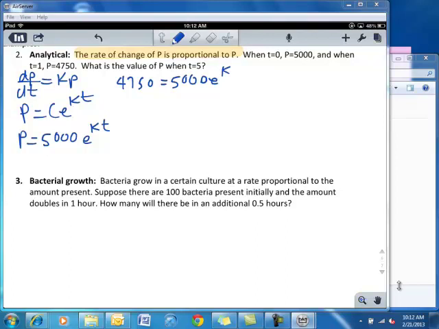Now let's go over the steps. Make sure you know how to do this. We want to find K. What will we do first? 4750 divided by 5,000. Okay, so what's 4750 divided by 5,000? 0.95. Wonderful. You're still trying to find K, and it's up there in the exponent. So what do we do?